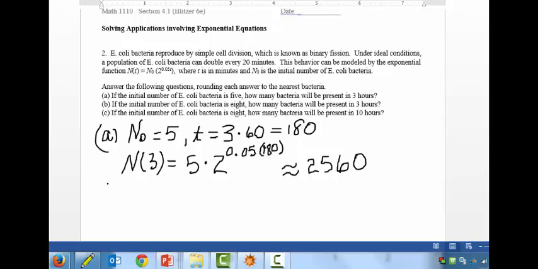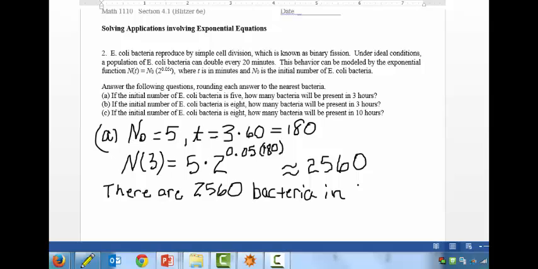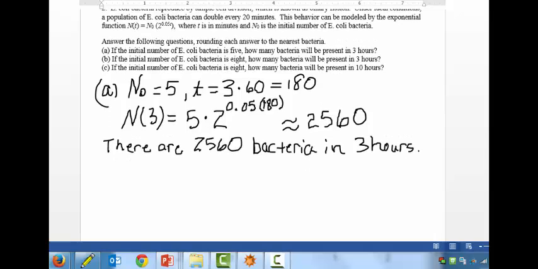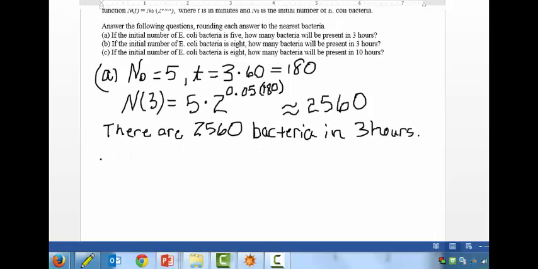All right, so basically we see there are 2,560 bacteria after 3 hours. And whenever we use a function, we have to pay careful attention to what the variables represent. Notice t represents minutes, so we have to convert 3 hours into minutes in order to use the formula properly. Otherwise, we would have had misinformation.